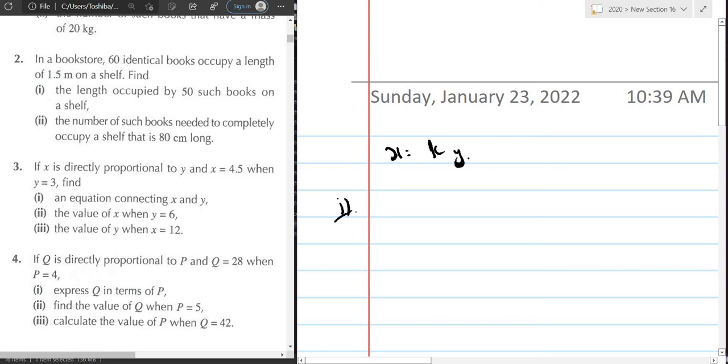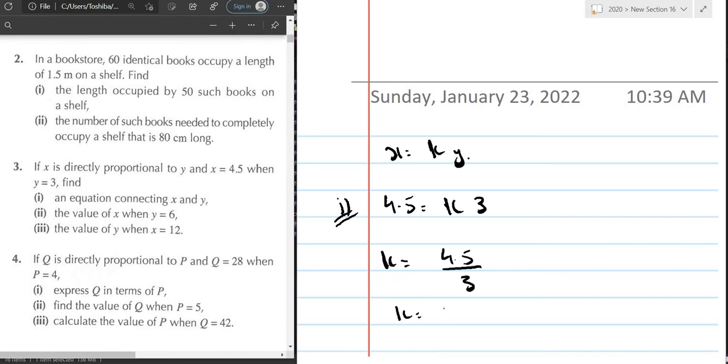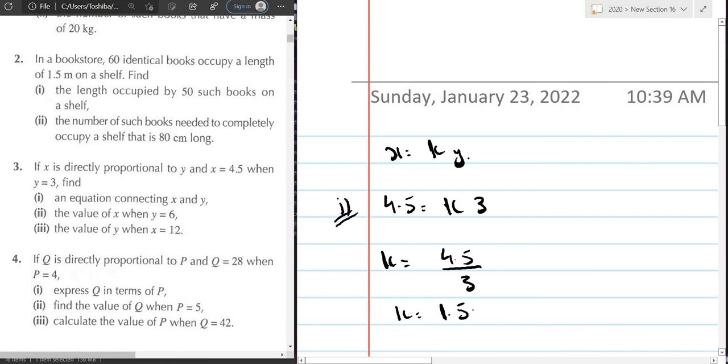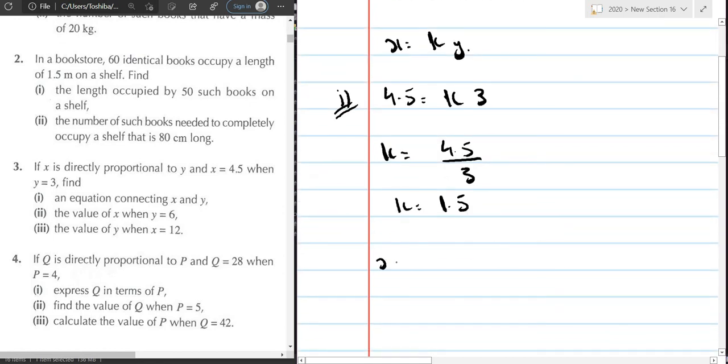Now, in order to find the connecting equation, you will always be given in the first part the values of x and y both, so that you can find out k. So x is 4.5. 4.5 is equals to k, and the value of y is 3. So k is equals to 4.5 divided by 3. All right, so k is equals to 1.5, the value of k is 1.5. So now the connecting equation would be x is equals to 1.5y. All right, this is your connecting equation. You can also write it as 3/2. Instead of writing 1.5, you can write 3/2.